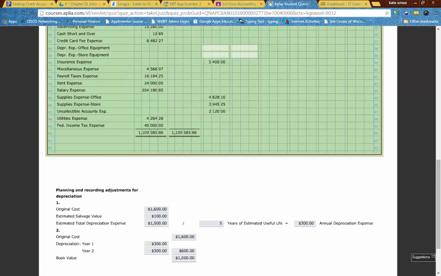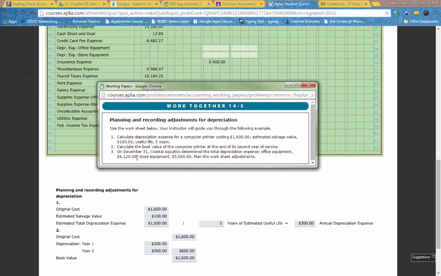Okay, instruction number 3. On December 31st, Coastal Aquatics determined the total depreciation of office equipment is $6,120, and store equipment $5,060. Now, I want you to think about this for a minute. Do you see year 1, this $300 that we calculated here? A business does that for every asset they own. They go through and determine this one depreciated 100, this one depreciated 100, this one depreciated 200, 300, and they have to add all of those depreciations together, and that gives you your annual depreciation for that year. And they told me that for office equipment, the total amount of depreciation for this year is $6,120. The total amount of depreciation for store equipment is $5,060.